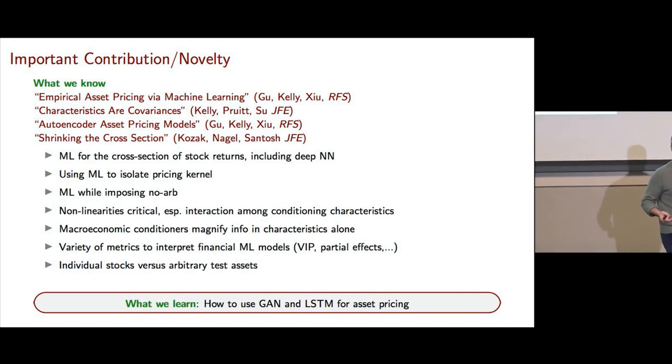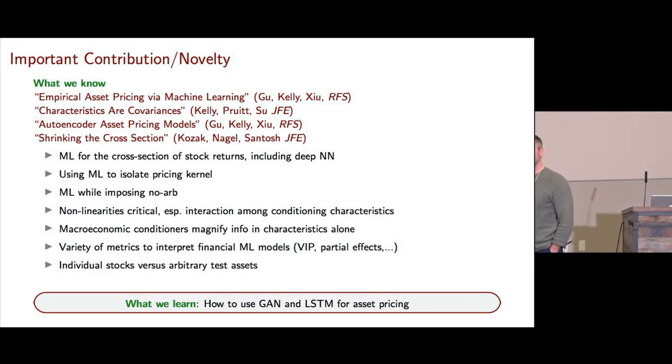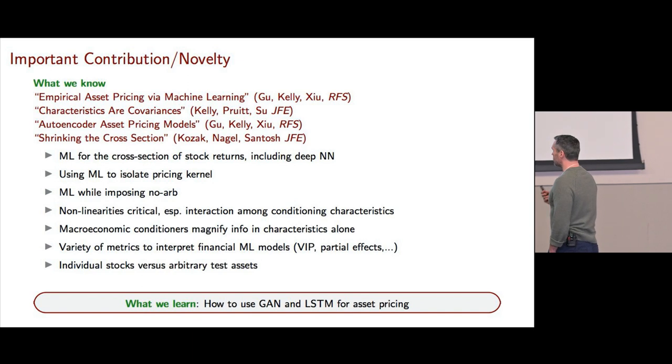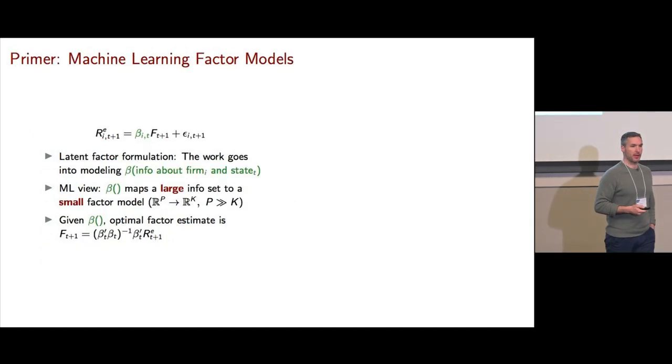I'm gonna spend a lot of time now talking about this adversarial network approach to modeling asset markets. I think this is the most important contribution of the paper, okay? At the end, if I have time, I'll talk about LSTM a little bit. This is the most important contribution of the paper, so I wanna spend some time on that.